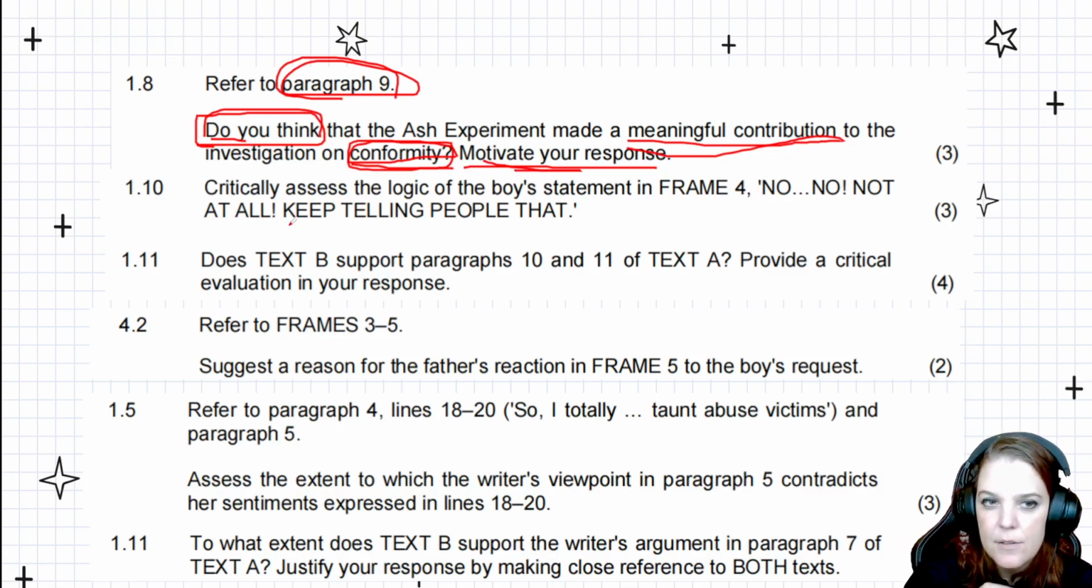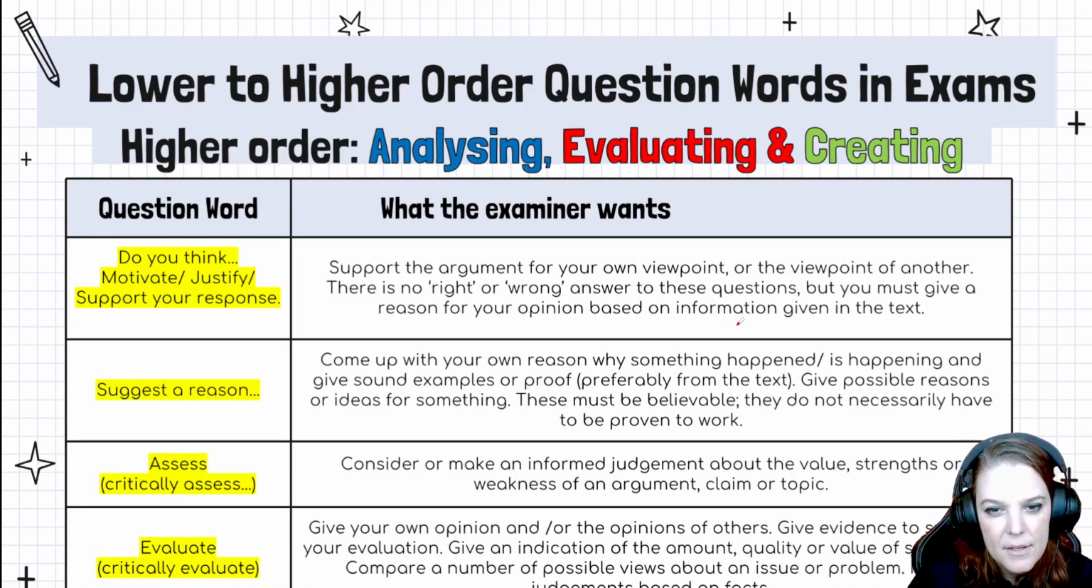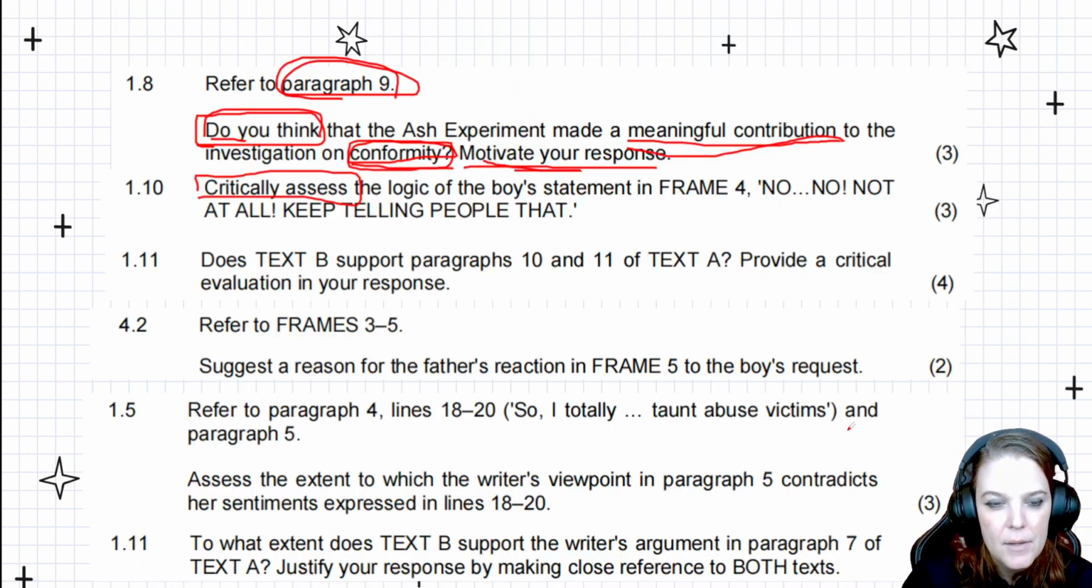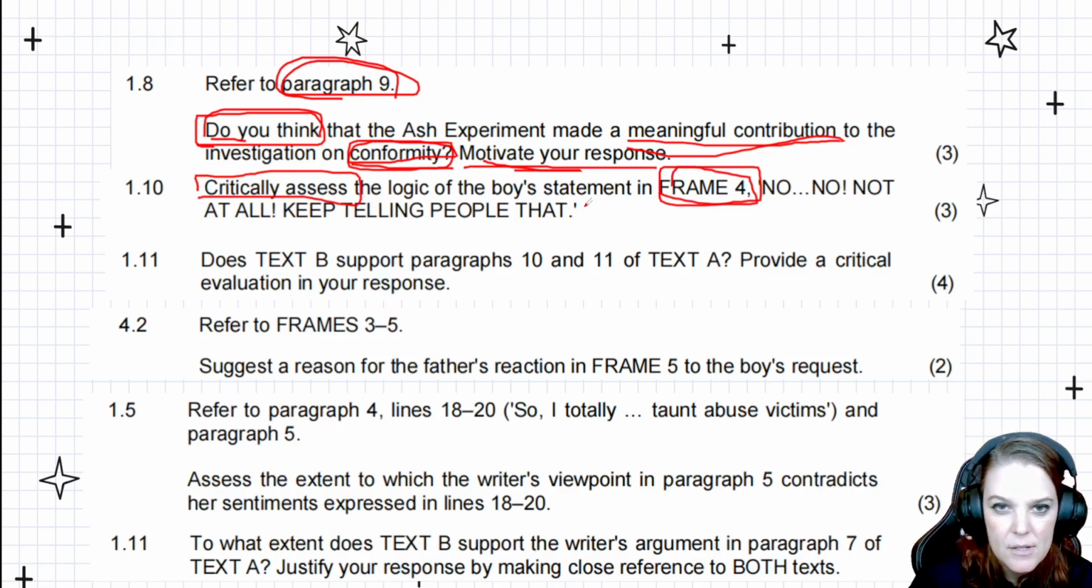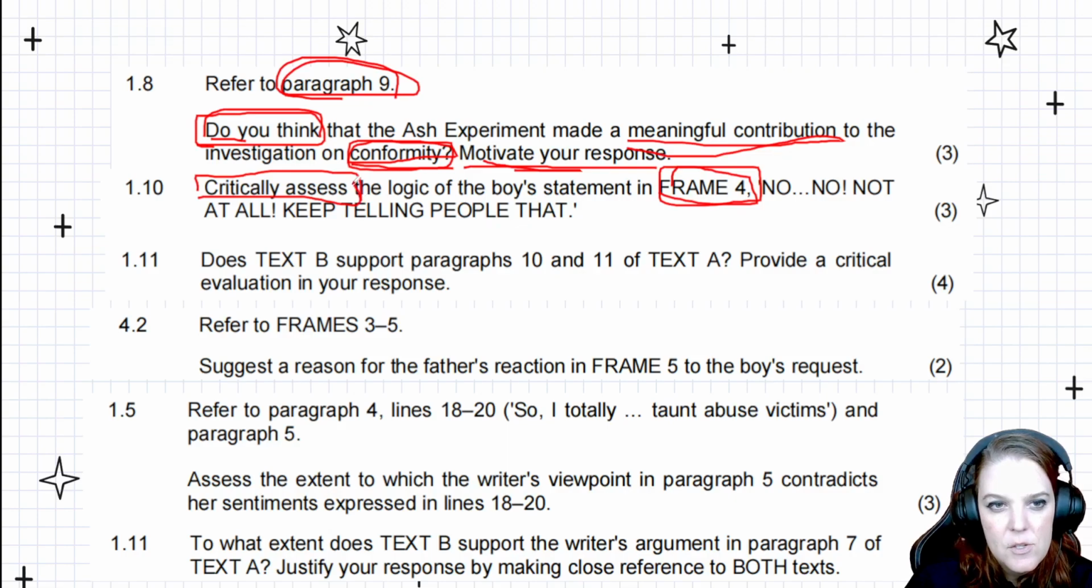1.10, excuse me, says critically assess the logic of the boy's statement in frame 4. Critically assess, again, means you have to consider or make an informed judgment about something. So again, we will go to frame number 4 and have a look at what the boy is saying in frame number 4. This would probably be for a cartoon type question. And we'll break those down into the different parts.